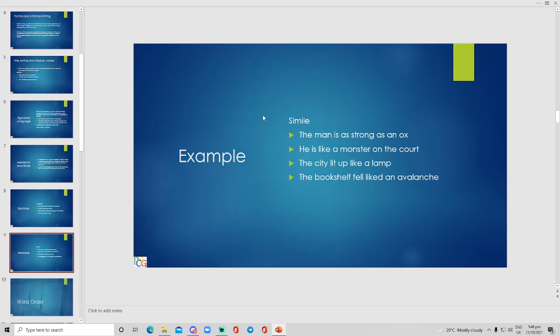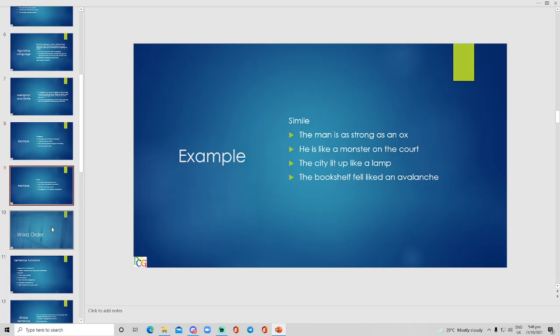And there you see that I'm comparing and not saying that something is something else, or not applying it directly. And last example, the bookshelf fell like an avalanche. Again, comparing the bookshelf. This is an action now instead of an actual thing, because I'm comparing the action of falling, not only the bookshelf but to avalanche. So this is very comparing action rather than a thing. I think that was a little different because all of the other ones were actual things and not actions.